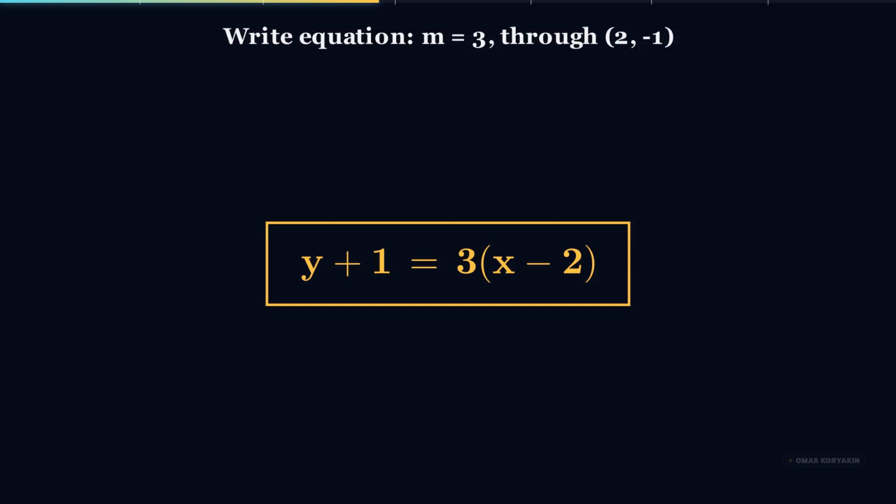Watching the signs through the substitution is the single most common error point in point slope work, and the cure is to write the substitution explicitly as y minus -1 before simplifying to y plus 1. The explicit step prevents the sign error that students sometimes make when they try to simplify in their head.